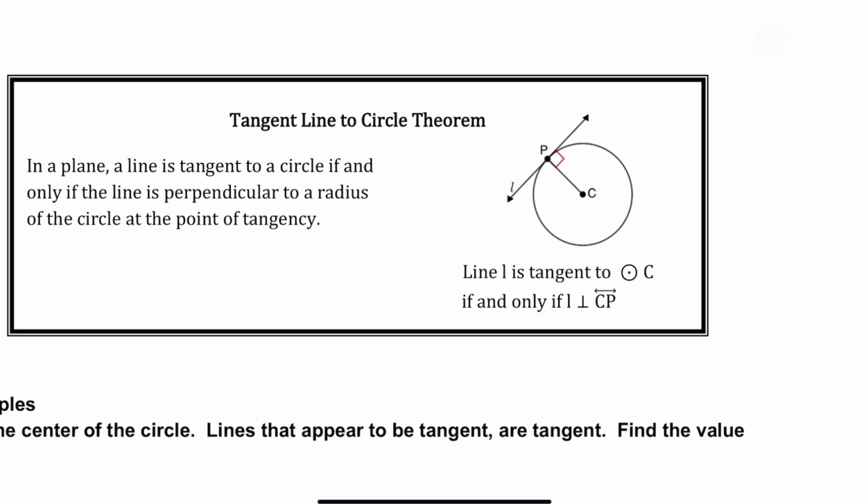A line L is tangent to circle C if it's perpendicular to the radius CP, and also if it's perpendicular to the radius, it's a tangent line.